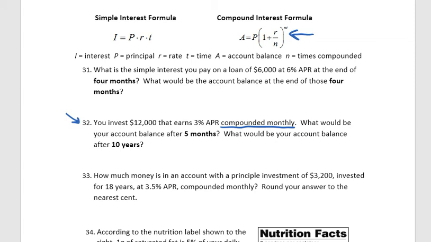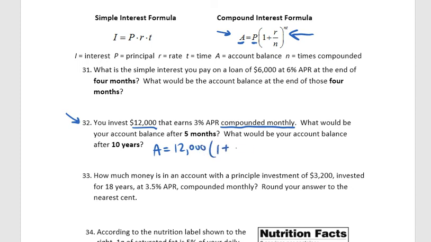All right, so let's enter this stuff in here. So there's the formula that I'm going to use right there, and I want to enter that stuff in. This is the amount after the period of time, so we don't know what that is, so that's going to be A. P is the principal, the original investment, and we were originally investing $12,000.